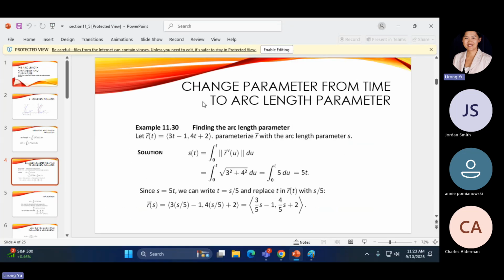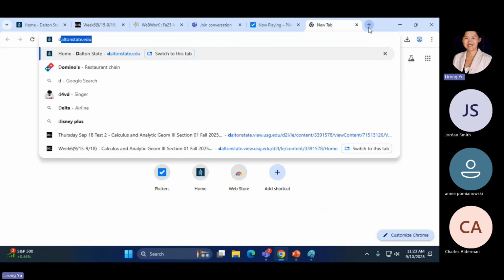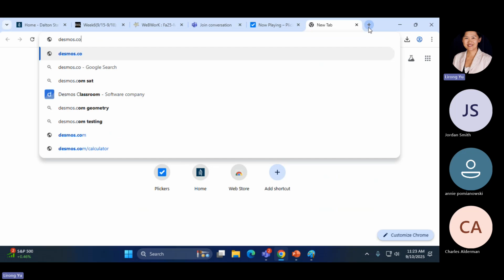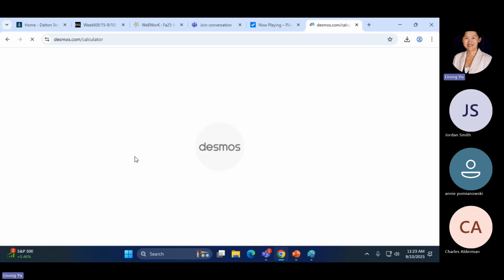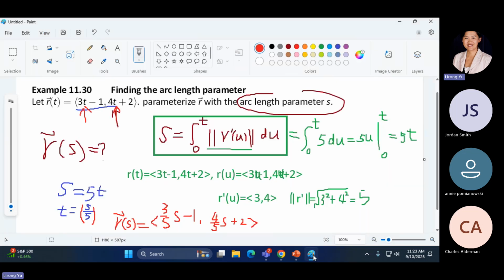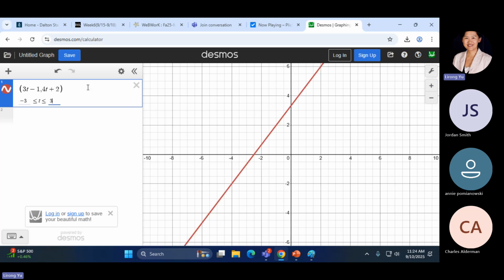The rest of them are conceptual discussion. So let's look at the picture that I'm going to show, that they are essentially the same thing. The first one that we had was 3t minus 1, 4t plus 2. As you see, it's a straight line, and we can make it longer, from -3 to +3.